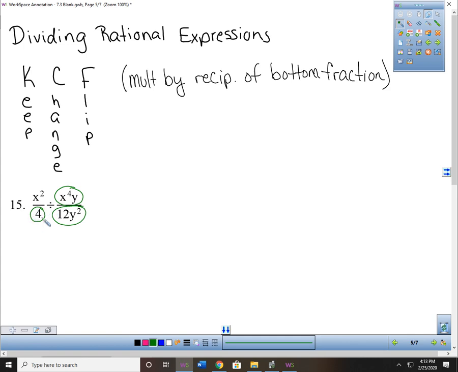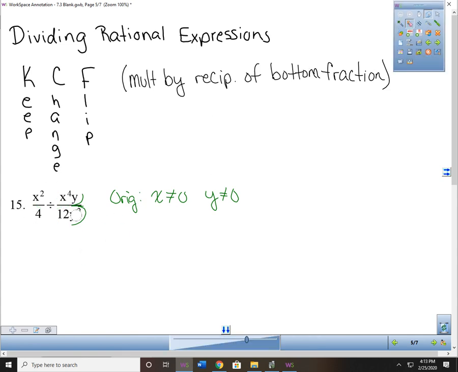So I don't have an x here, but I do have x to the 4th times y. If I set each one of those equal to 0, x cannot be 0, and y cannot be 0. Same thing in the bottom, y can't be 0. So for my original, neither x or y can be 0. Now, the only difference in the dividing ones is that you keep this first fraction, you change division to multiplication, and you flip this one.